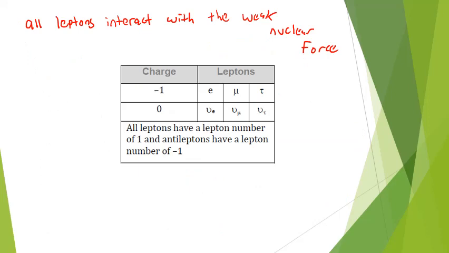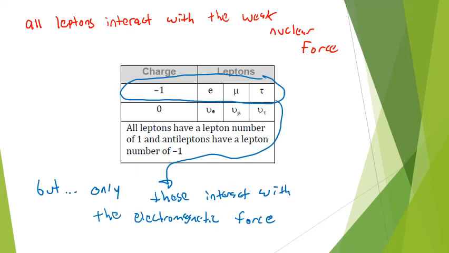So all leptons interact with the weak nuclear force, and that's important as well. Out of all 6 leptons, the top row is the only one that interacts with the electromagnetic force because they're the only ones that have charge. Now, all the leptons, just like the quarks, have their antiparticles. So you have an anti-electron, which is a positron, a positively charged electron. You have the anti-muon, the anti-tau, as well as the anti-neutrinos, which we've seen before too, right? The anti-neutrinos of each of these.